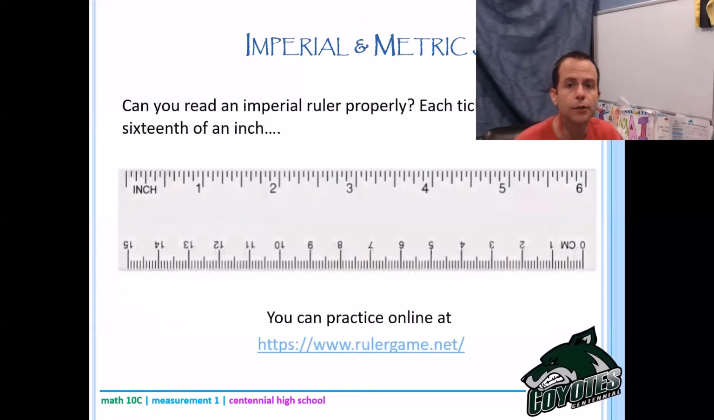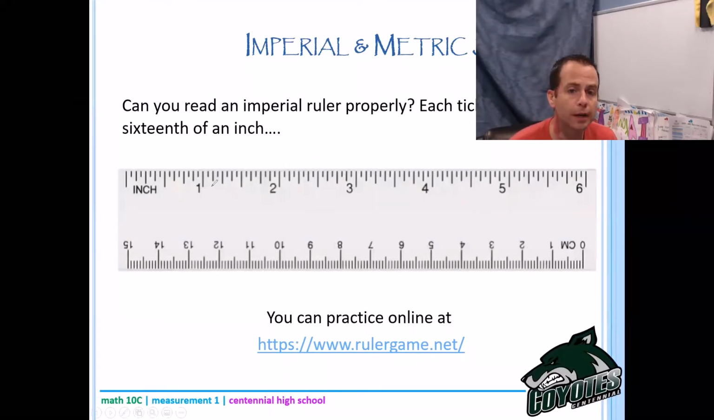Okay, so here is an imperial ruler. Now, an imperial ruler is measured in inches, okay? And I just want to take a second to make sure we unpack this. If I was to count all the tick marks, 1, 2, 3, like that, all the way up to 1 inch, there are 16 tick marks there. That means every tick mark is 1/16 of an inch, okay?